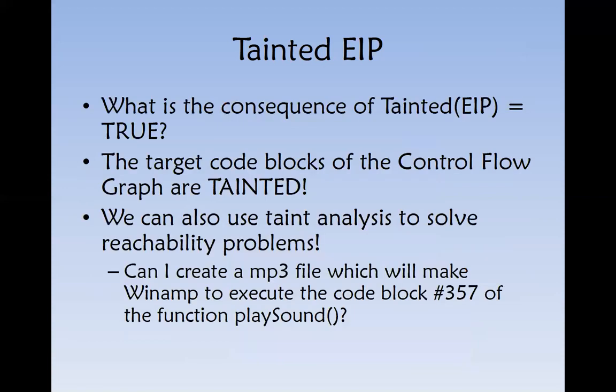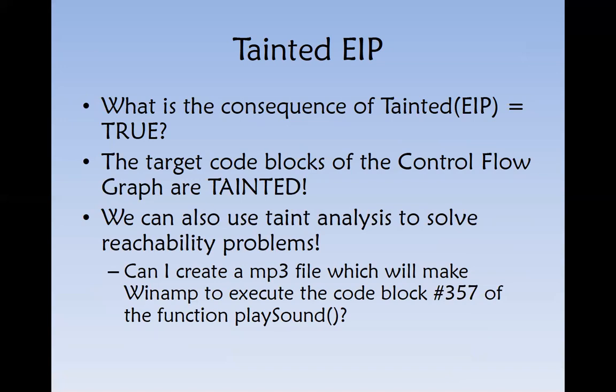So if you have a tainted instruction pointer, what is the consequence? The consequence of having a tainted instruction pointer is that the entire target code block of the control flow graph is tainted. If the entire code block is tainted, then every variable that is the target of any assignment inside that code block is also automatically going to be tainted.